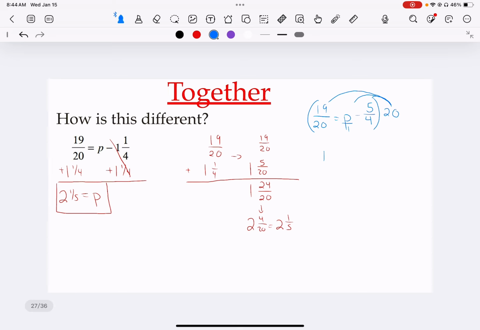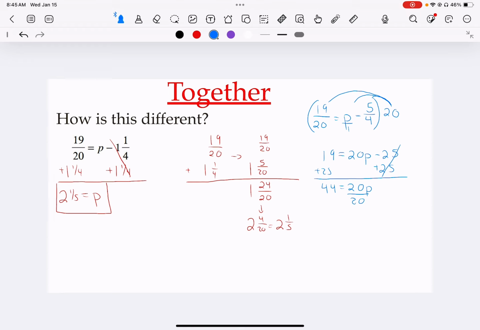19 over 20 times 20 is just 19. p over 1 times 20 is 20p. And 5 over 4 times 20 is negative 25, because it's a negative 5 over 4. Now I have an equation that doesn't have any fractions. So I can add 25 to both sides. 19 plus 25 is 44. 20p comes down. Negative 25 plus 25 is 0.